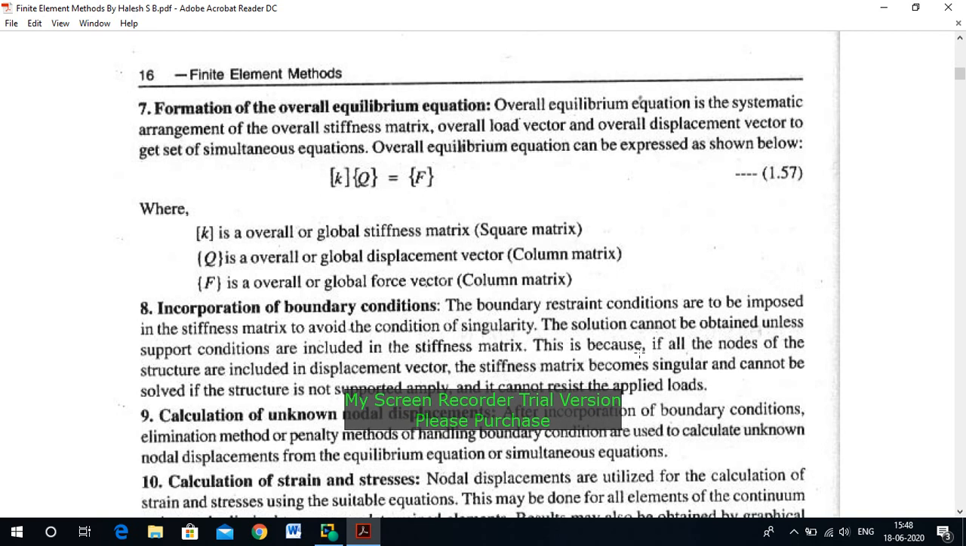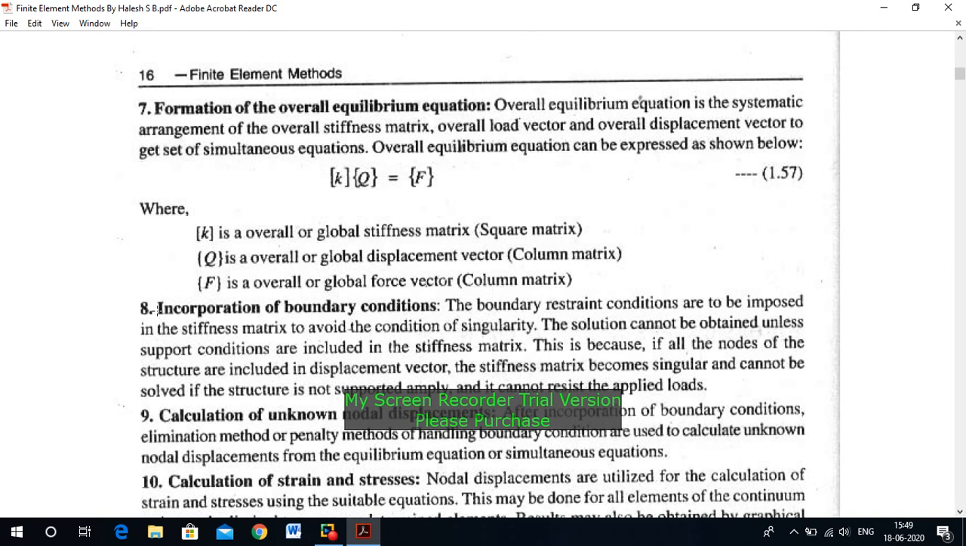Where K is the overall or global stiffness matrix, which is always a square matrix, and Q is the overall or global displacement vector, which is always a column matrix, and F is the overall or global force vector, which is also always a column matrix.